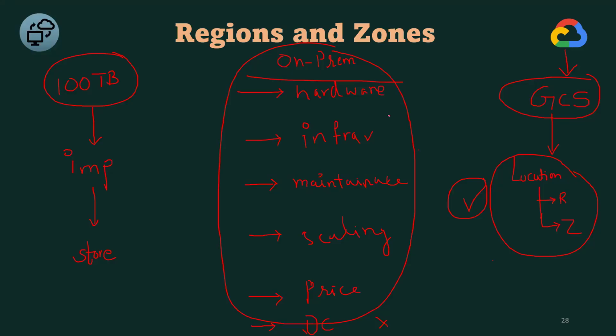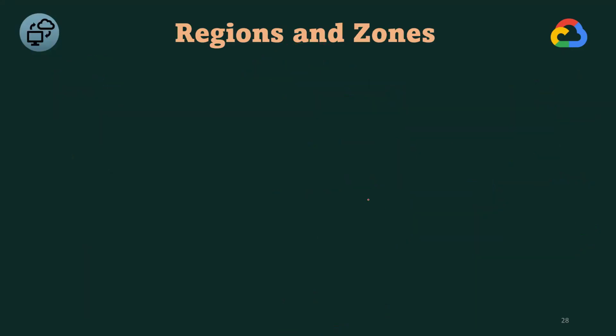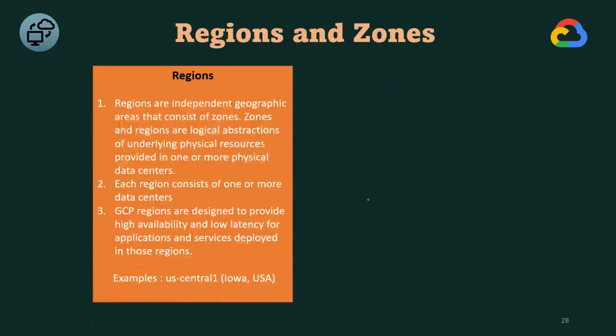Now let us try to understand the definitions. What is a region? A region is an independent geographic area. That's it. In a location, a region is one of the independent geographic areas which consists of zones. So a region is an independent geographic area within a location which consists of zones. That is our first point.